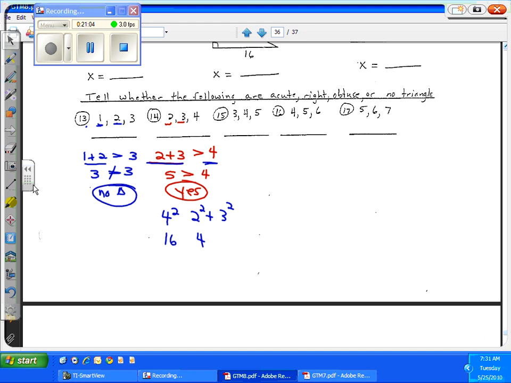So we get 4 squared is 16, 2 squared is 4, 3 squared is 9, 16 is greater than 13. The larger side square came out bigger. If the larger is bigger, the angle opposite is bigger, so the angle is bigger than 90, so it's obtuse.